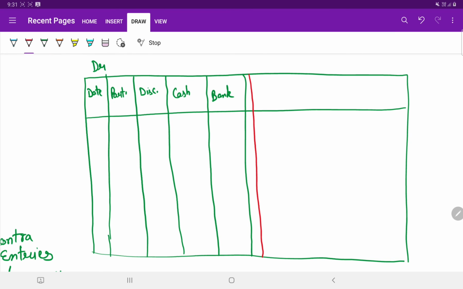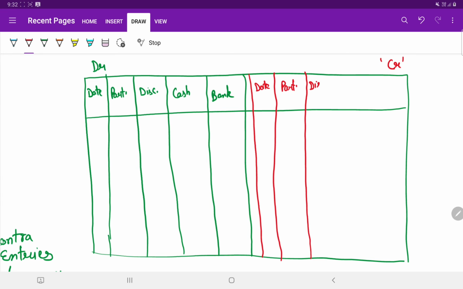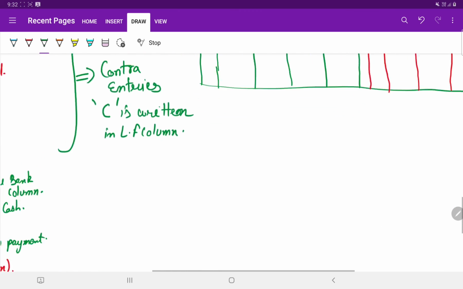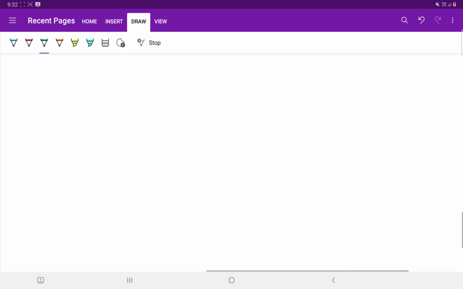Similarly, the right side, or the credit side, will have the same columns of date, then comes the particulars, then the discount, then the cash, and finally the bank column. So students, these are the entries for the triple column cash book. Last, we have the petty cash book. This is our last case, that is known as the petty cash book.